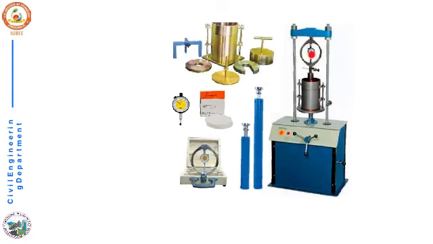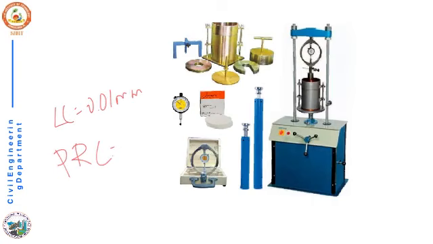The loading frame here must be attached with the proving ring, which will measure the amount of load applied. And onto this base plate, we need to attach the dial gauge. The dial gauge measures the amount of penetration of the plunger into the soil specimen. Generally, the least count of the dial gauge will be taken as 0.01 mm. And for the proving ring, depending upon the equipment, we will have proving ring constants.